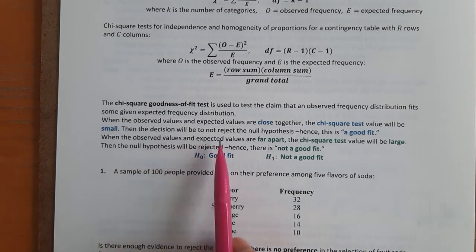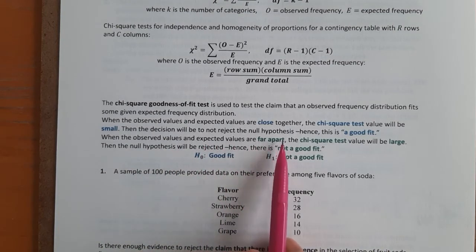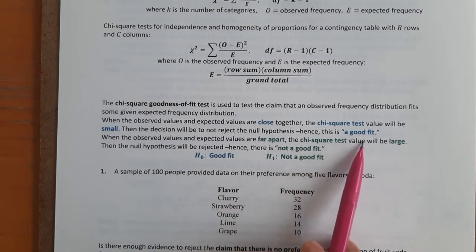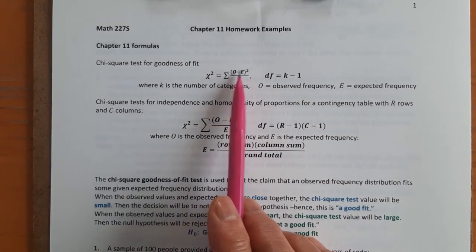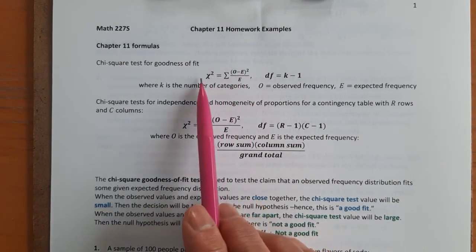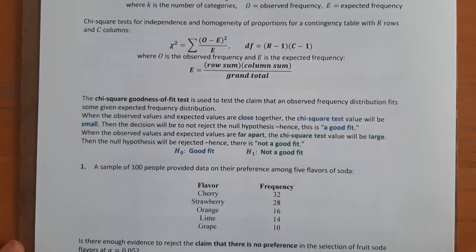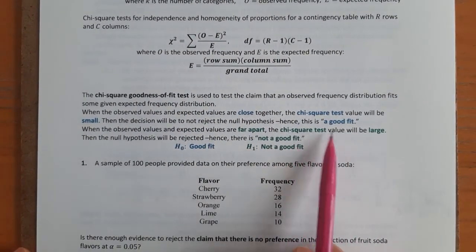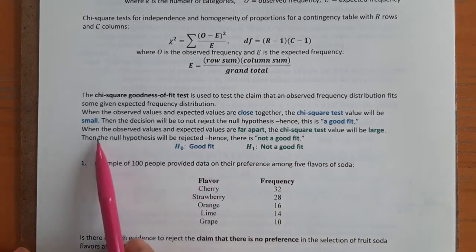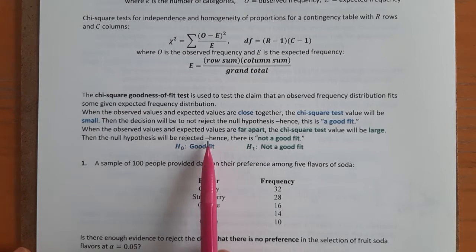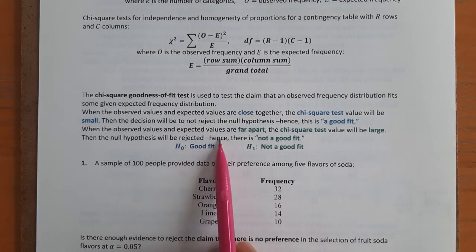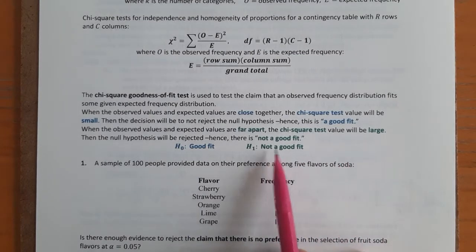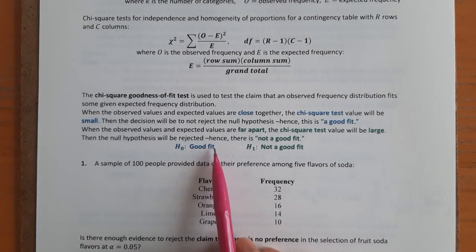When the observed value and the expected value are far apart, the chi-square test value, which is this, O and E are far apart, then the chi-square value will be large. Then the null hypothesis will be rejected. Chi-square is large, then reject the null hypothesis. So H1 is not a good fit. So H0 is a good fit.